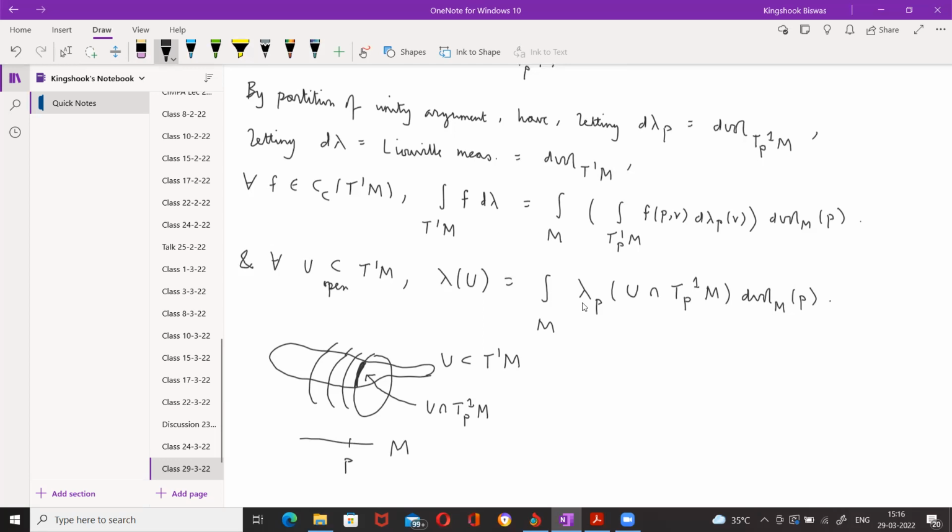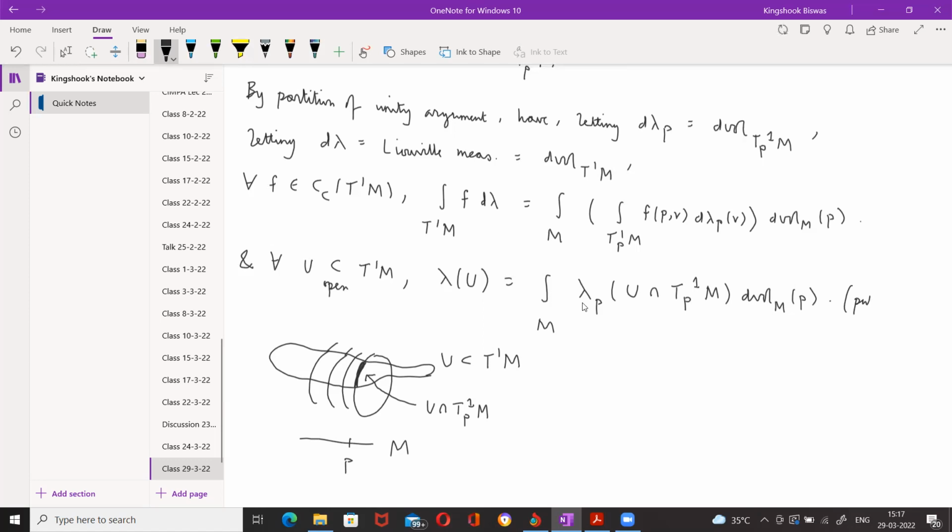I'm saying this formula holds for F continuous with compact support, but by using dominated convergence, I can apply it to indicator functions of compact open sets. We can approximate indicator functions by continuous functions, in L1 norm, so these integrals will converge. And so if I put F equal to the indicator function of U, then I get the second formula, right?